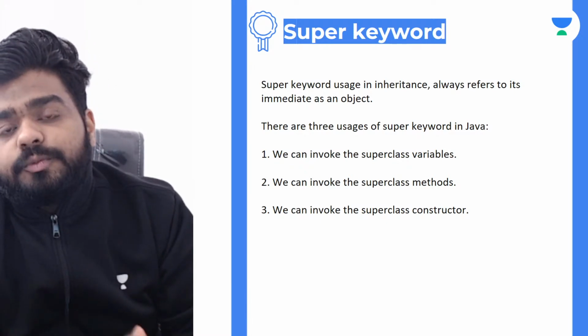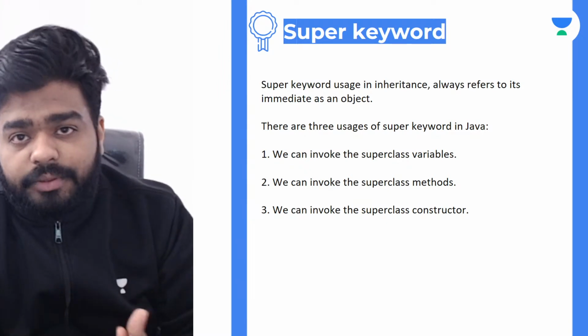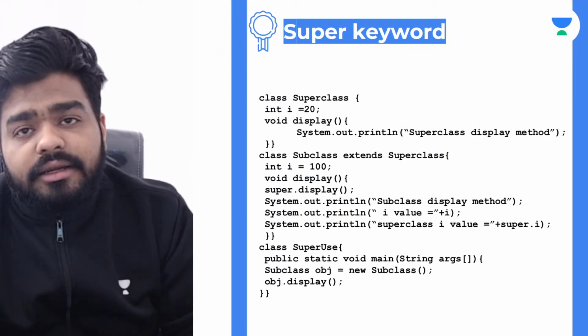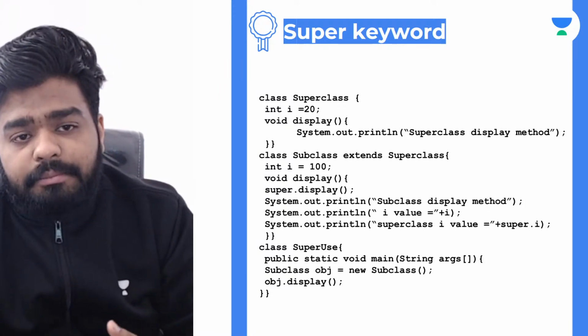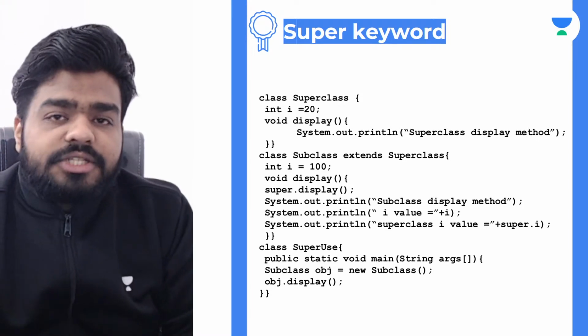So it will invoke the superclass variable. It can also invoke the superclass methods. It can also invoke the superclass constructor. Let's see one example of how it can do that. So let's try to see this particular example. We will do this example in our IDE also, but right now let's just check it.